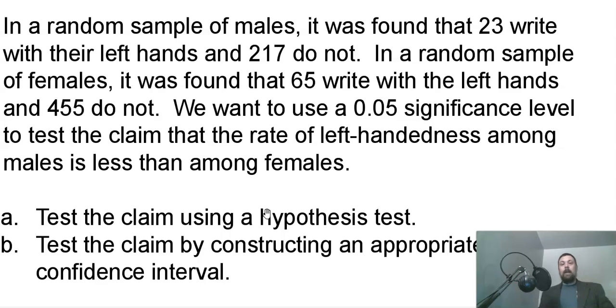So let me resume. In a random sample of females, it was found that 65 write with their left hands and 455 do not. We want to use a 0.05 significance level to test the claim that the rate of left-handedness among males is less than among females. So let's test that claim using the hypothesis testing process, and then also test the claim by constructing an appropriate confidence interval. All right, so good luck.